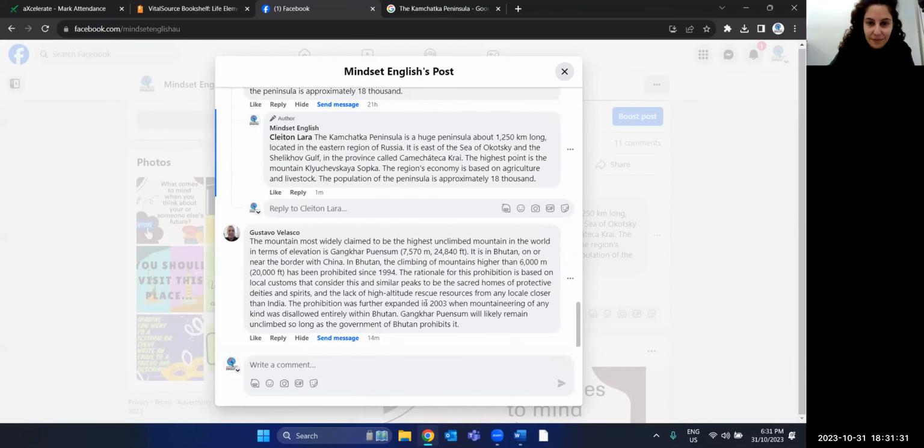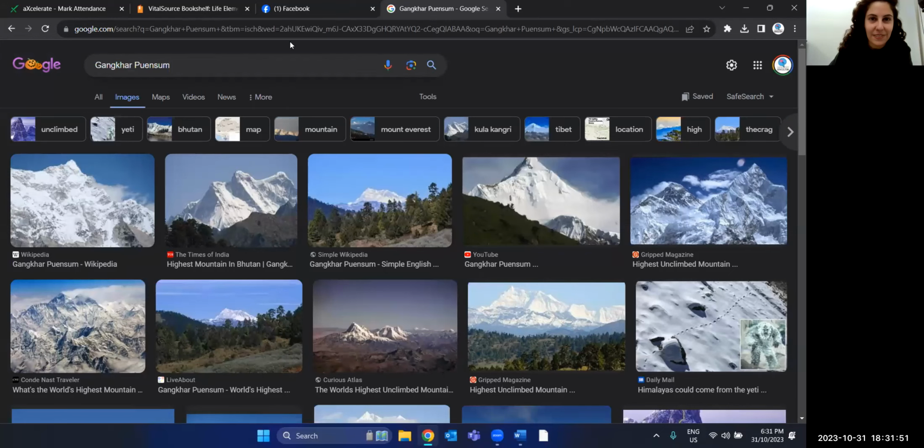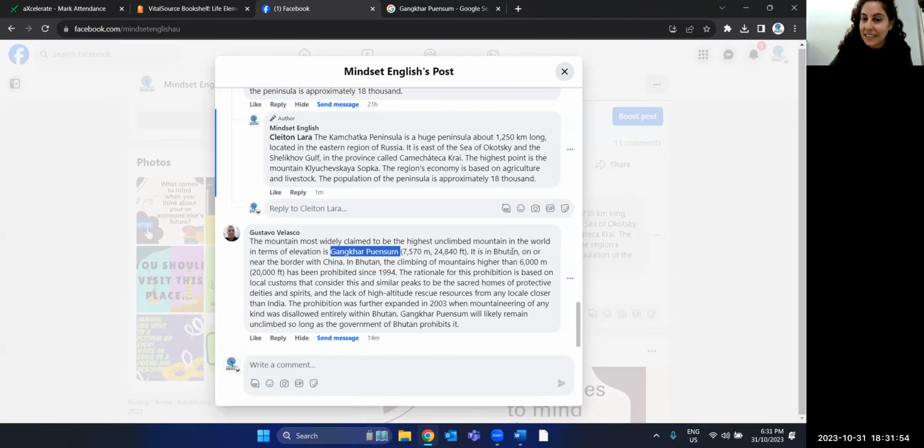Gustavo. The mountain most widely claimed to be the highest unclimbed mountain in the world in terms of elevation is Gangkhar Puensum. I don't know how to say that. This place here. Amazing. It is in Bhutan, near the border with China. Good. So we can understand where this place is. In Bhutan, the climbing of mountains higher than 6,000 meters has been prohibited. That means not allowed. They're not allowed to climb it since 1994.